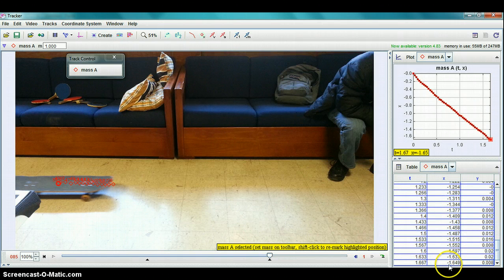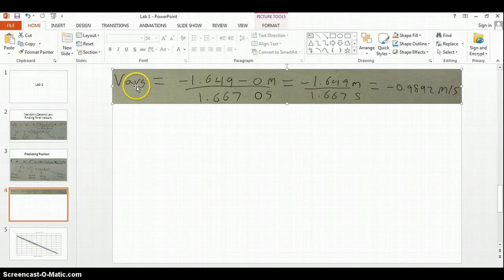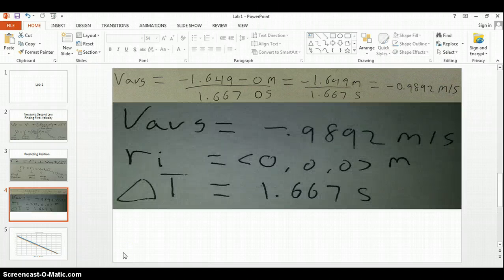So I took delta x, the change in the position, over delta t, the change in time. Here is the math for finding the velocity average. My answer ends up being negative 0.9892, or you could express that as 0.9892 in the negative x direction. And since I started at time 0, I also have my delta t right here, 0.1667. Now I have all the information I need to create my computer model. I have the velocity average, initial position, and the change in time.